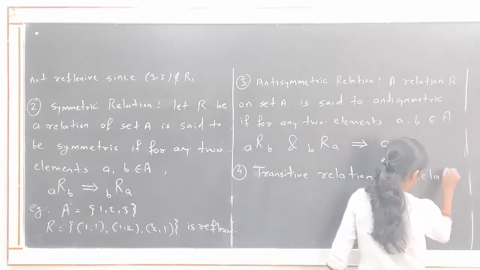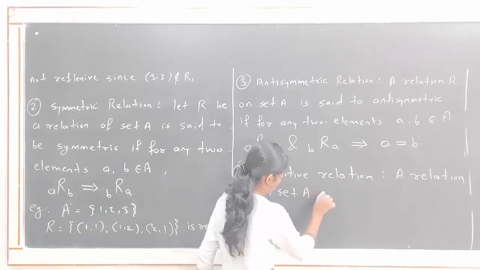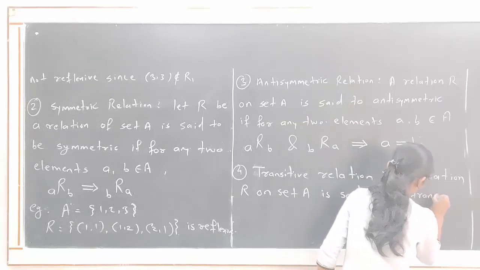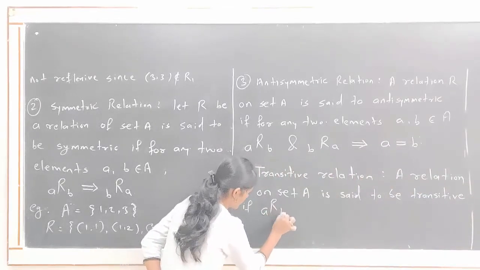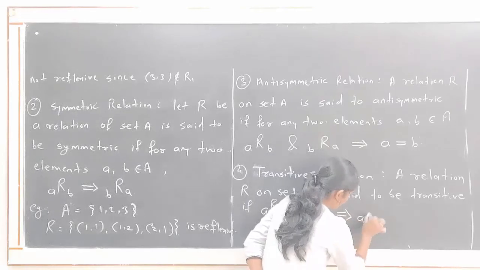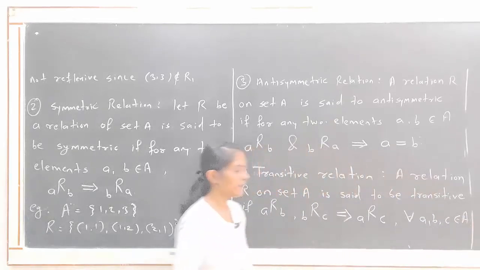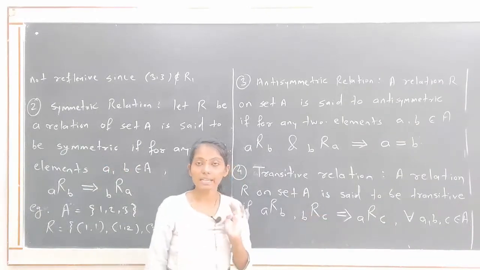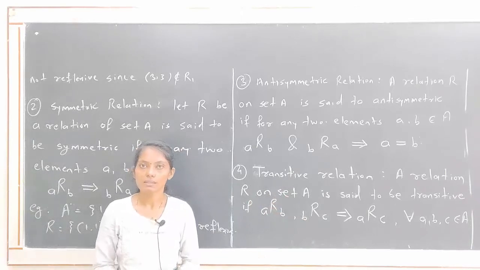A relation R on set A is said to be transitive if A related to B and B related to C implies that A related to C, for all A, B, C belonging to set A. Then this type of relation is called a transitive relation.